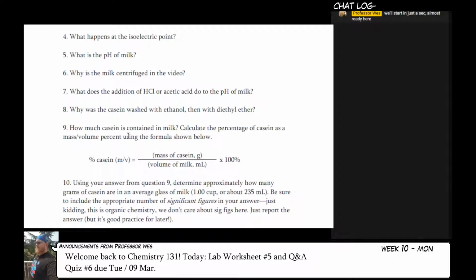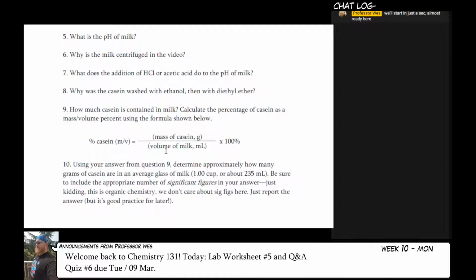Surprise, you get to do math. There is one math problem here that asks you to calculate the percentage of casein in milk. If you figure out the mass of casein and the volume of the milk used, you could figure out a mass volume percent. One of the videos will show you the experiment where they do that. They'll say, oh, we put this much milk in, we got this much protein out. So do the calculation. And then down here, how many grams of this protein are in a cup of milk? If you have a 235 milliliter cup of milk, how many grams of protein are in there? You could solve that now.